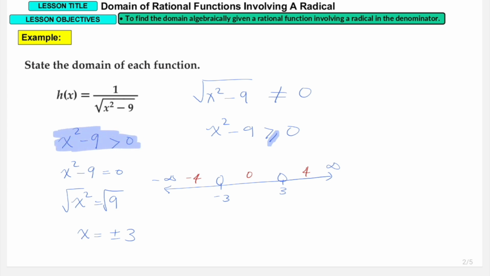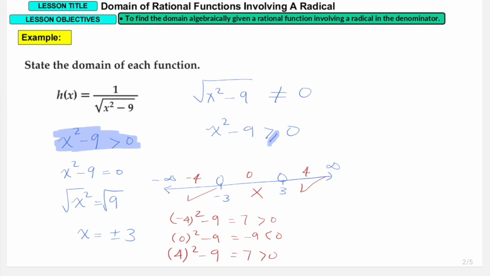So it has to be greater than 0. If I substitute negative 4 to the power of 2 minus 9, I will get 16 minus 9, which is 7, greater than 0, so this is correct. If I substitute 0 squared minus 9, I will get negative 9, less than 0, so this is wrong, or not part of the domain. And similarly for 4, I will get 7 greater than 0, so that's correct.